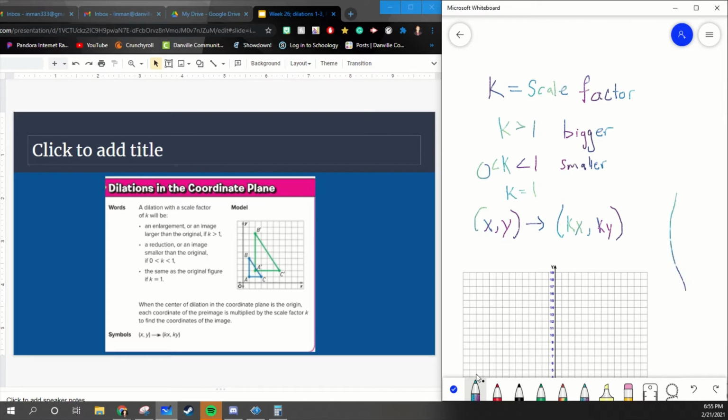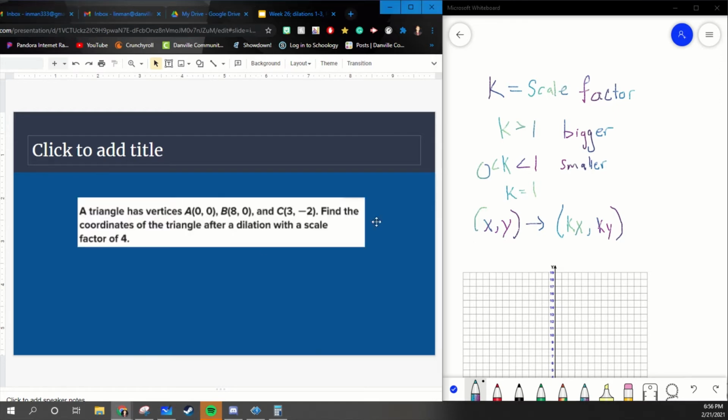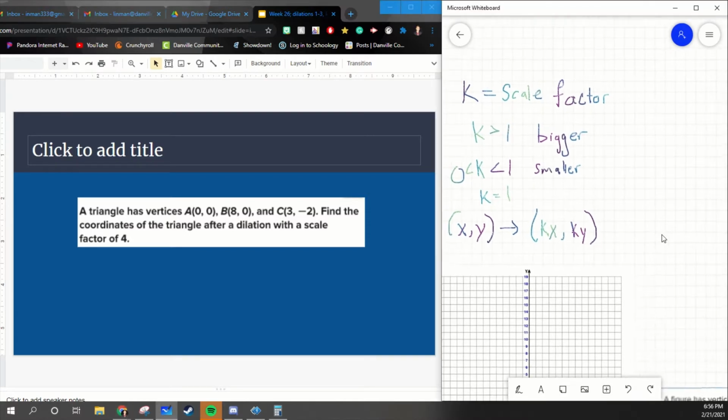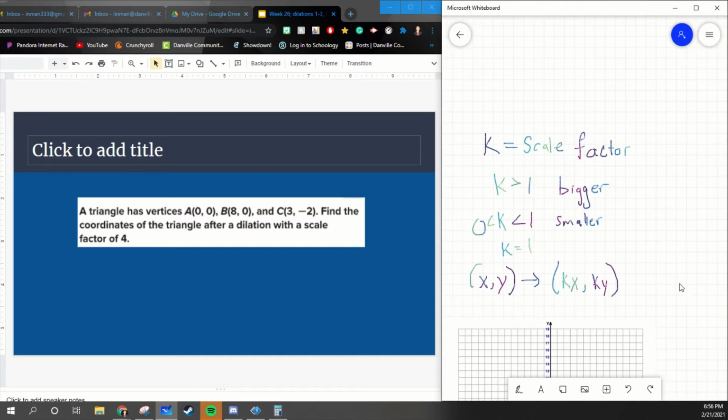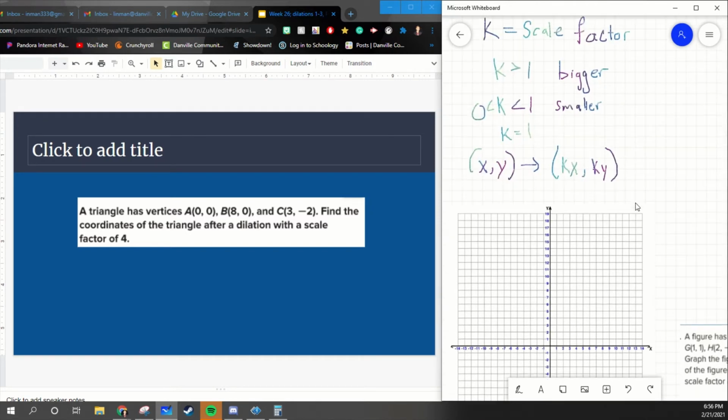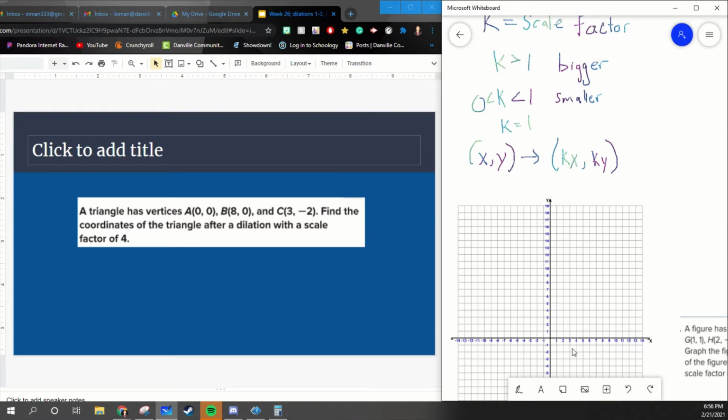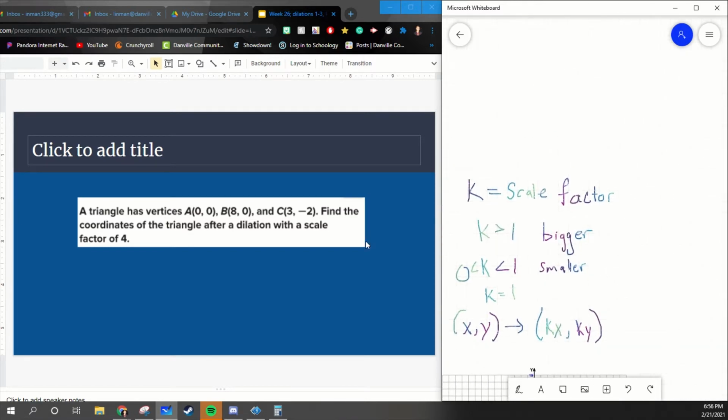Let's take a look at a couple of examples of this. A triangle has the vertices A(0, 0), B(8, 0), and C(3, -2). Find the coordinates of the triangle after a dilation with a scale factor of 4. Keeping in mind this rule, I'm not going to graph it here, mostly because I don't have an x-axis up to what this 8 is going to be. You'll see in a second. We have to find the vertices of A prime, B prime, and C prime.